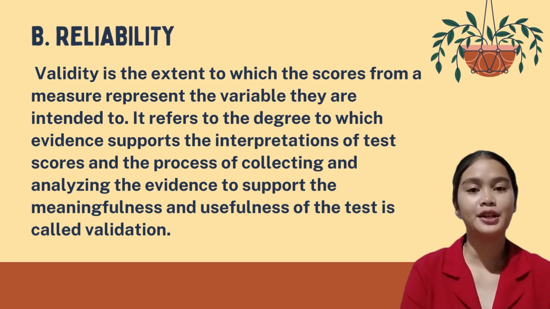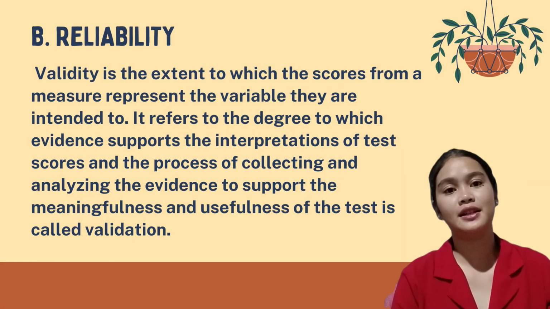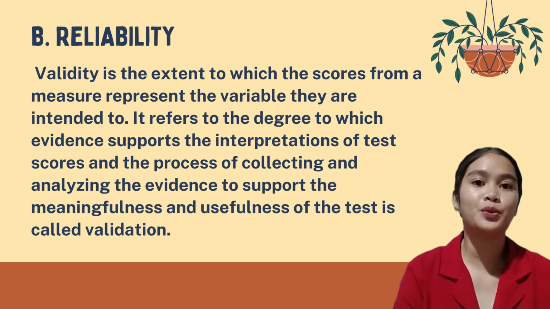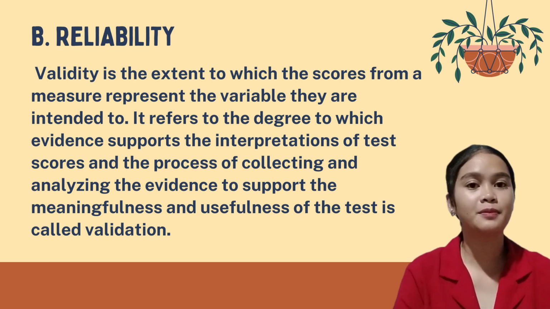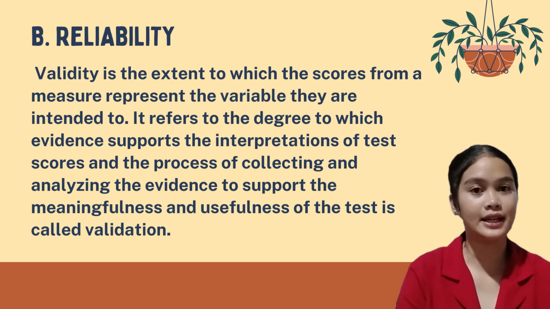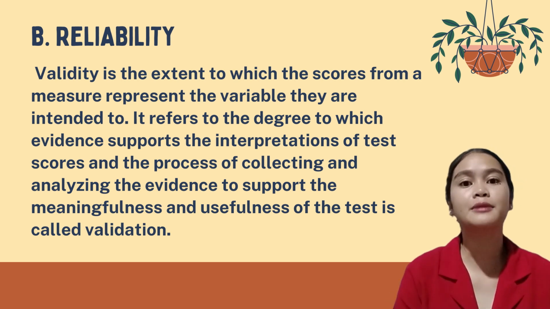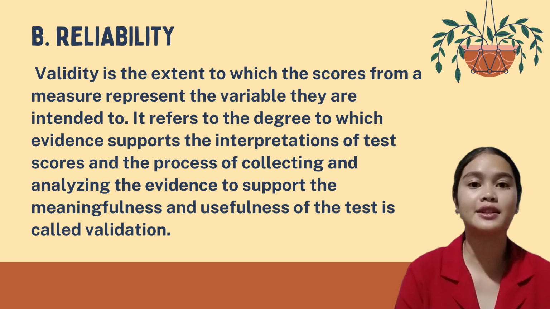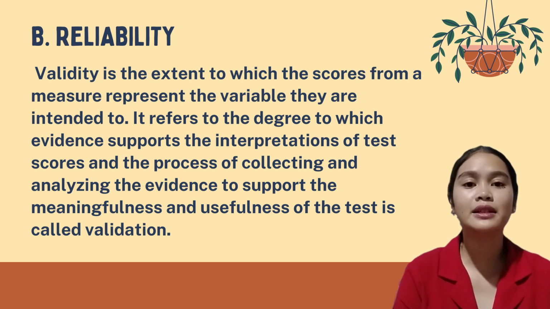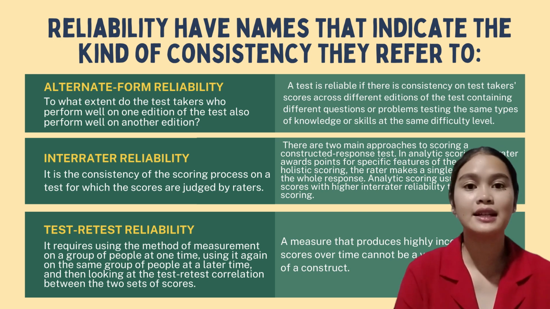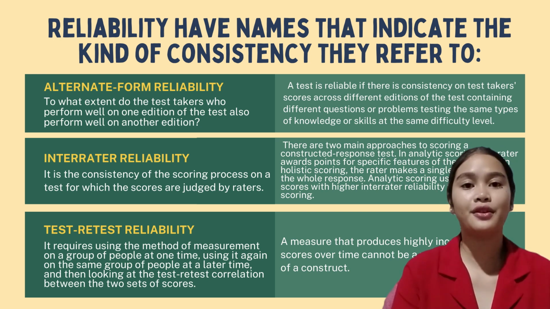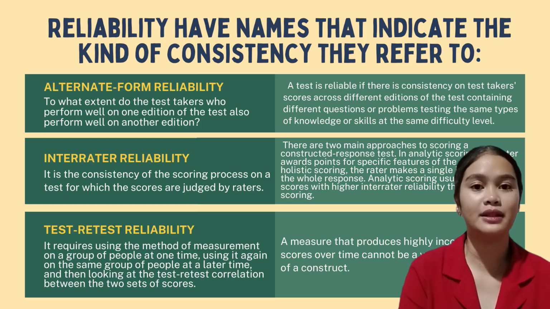Next is reliability. Reliability refers to the consistency of a measure. It is the extent to which the test taker's score does not depend on the specific day and time of the test, the specific questions or problems that were on the edition of the test that the test taker took, and the specific raters who rated the test taker's responses. Reliability has names that indicate the kind of consistency they refer to. First is alternate forms reliability, second, inter-rater reliability, and third, stability or test-retest reliability.